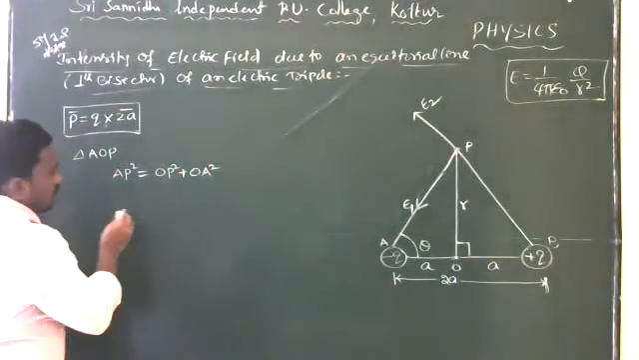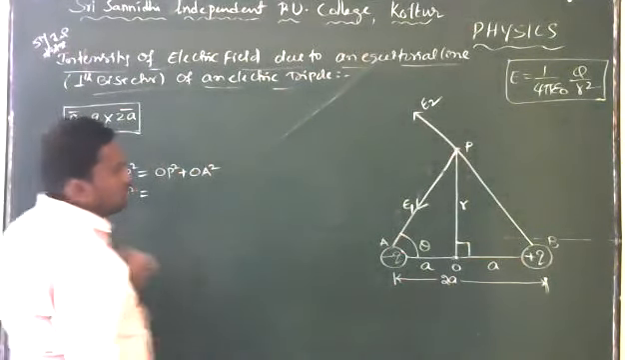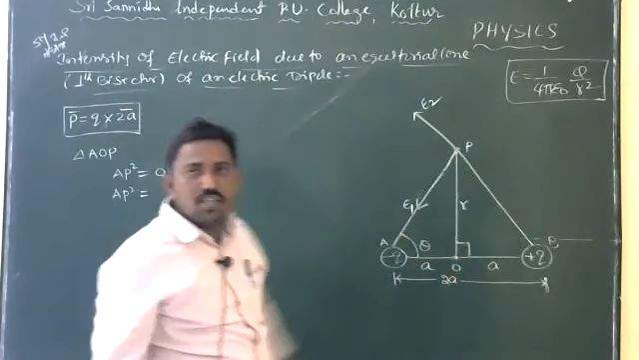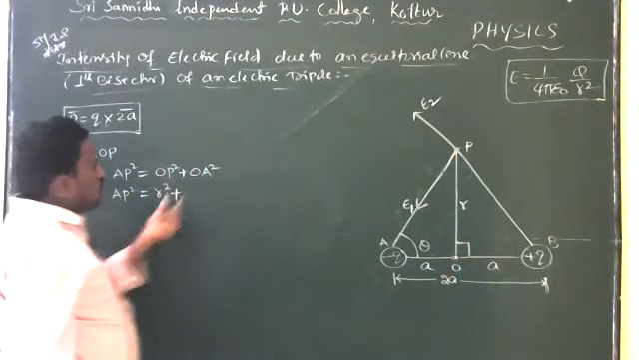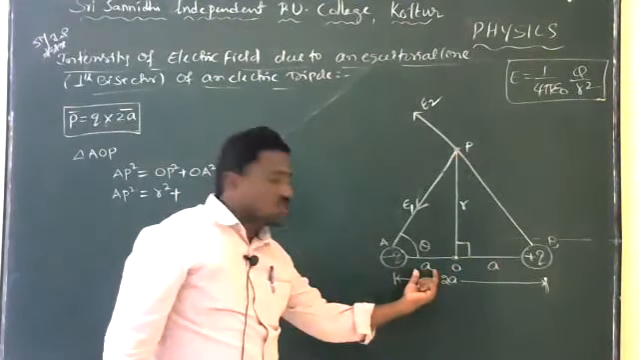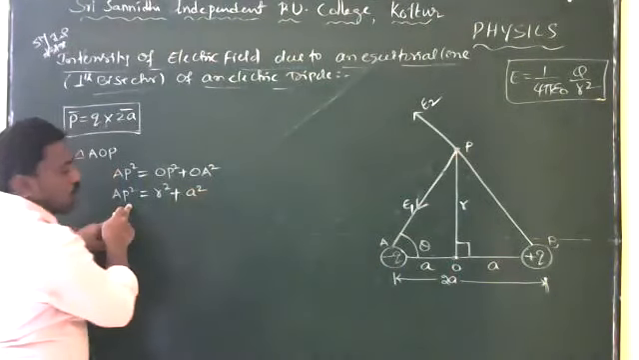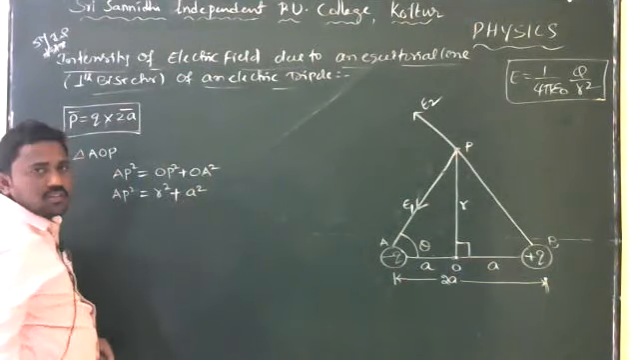Now calculate AP square. AP square is equal to OP square plus OA square. What is the distance from O to P? It is r, so OP square means r square. Plus OA, and the distance OA is a, so this is a square. So this is the value of AP square: AP square is equal to r square plus a square.